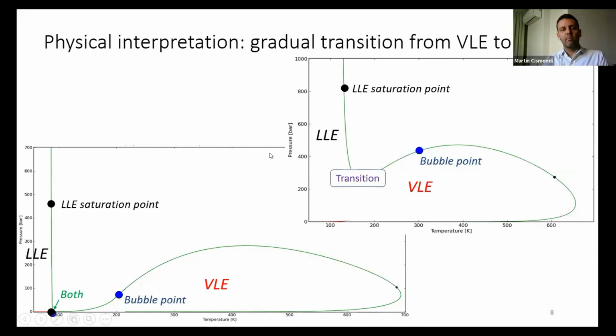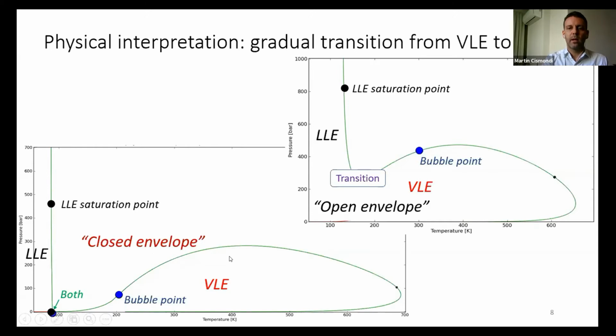So from this, we start to see the connection between how this open phase envelope comes from this different phase envelope. Due to composition changes, these two lines, the bubble point line and the LLE line, merge into one, and we have this new behavior like the open envelope, right? So for simplicity, we will call closed envelope this one and open envelope this one.